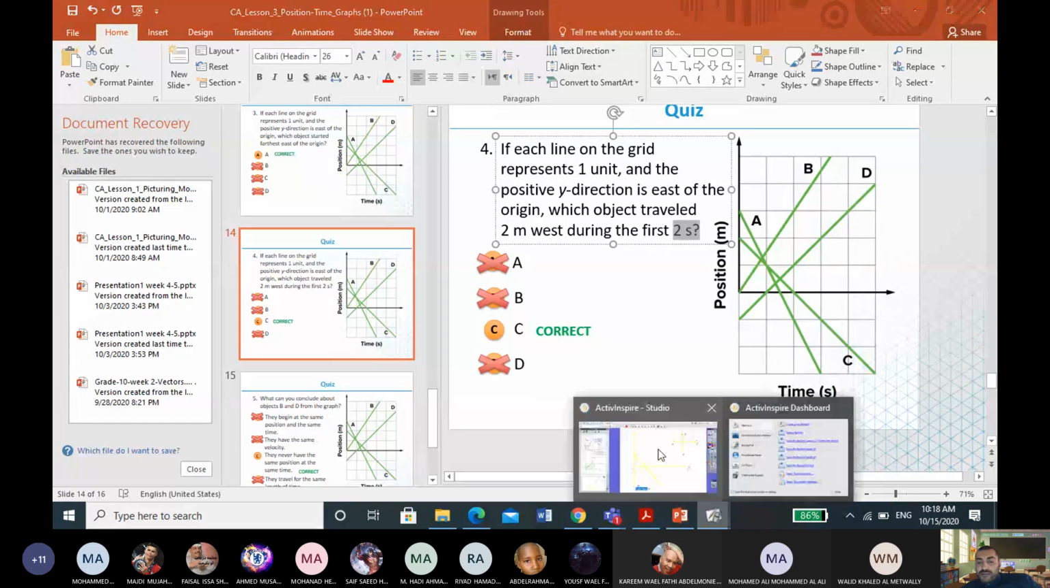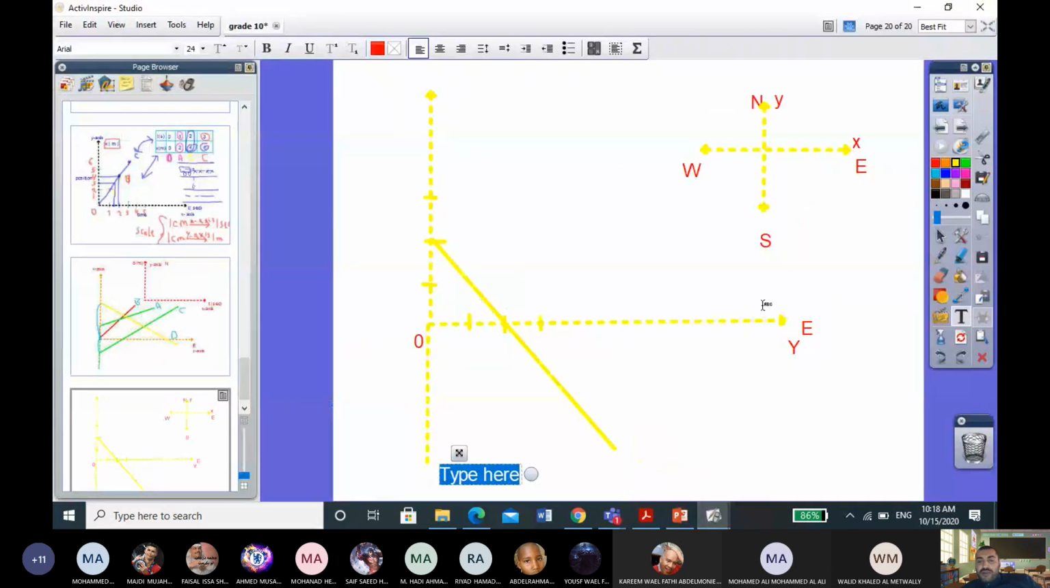Okay. This is why I tell you, if I rotate my axis, the west will be up. Yes, the west will be here. That's it. Can you show the question again? Yes.